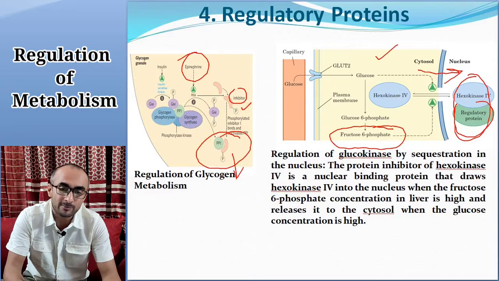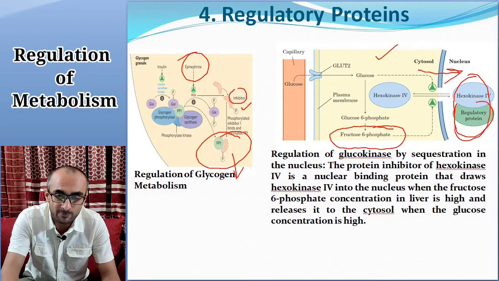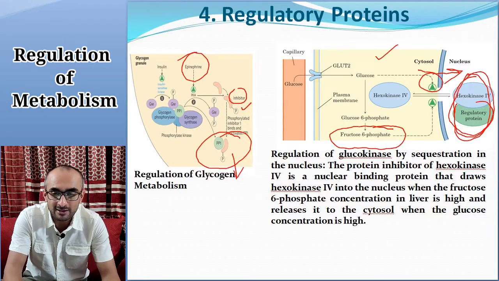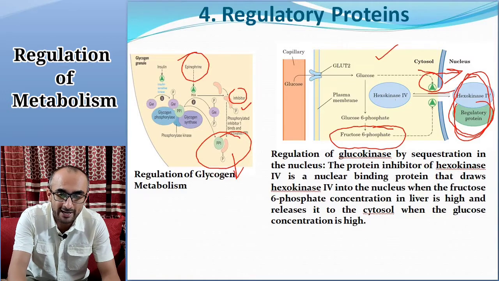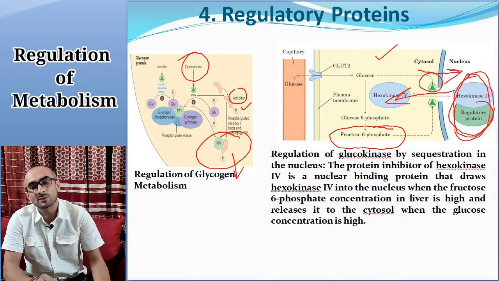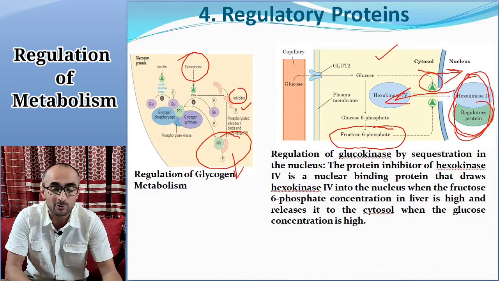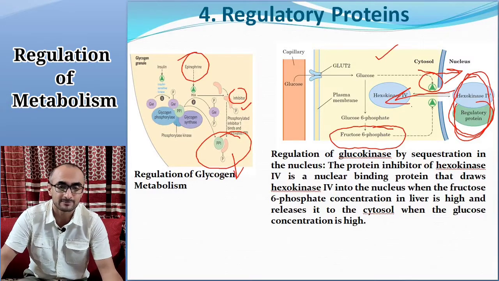And this is reversed by the presence of glucose. When glucose is present, it dissociates this complex of hexokinase 4 and the regulatory protein, so that hexokinase is transported back to the cytosol in order to have the glycolysis process continue in the cytosol.